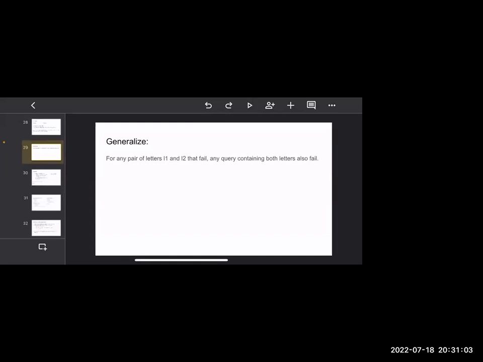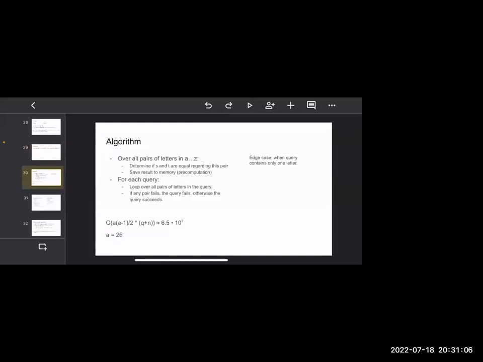Let's look at the code for a second. Or never mind, let's not look at the code. So our algorithm, this is pseudocode, is basically we do some pre-computation, and then we use that pre-computed memory to solve the query problem fast. So over all pairs of letters in the alphabet, we determine if S and T are equal in this pair, and then we save this result to memory. We can store it in a 2D array, right? And we save it as 1 if it's equal, or 0 if it's not.